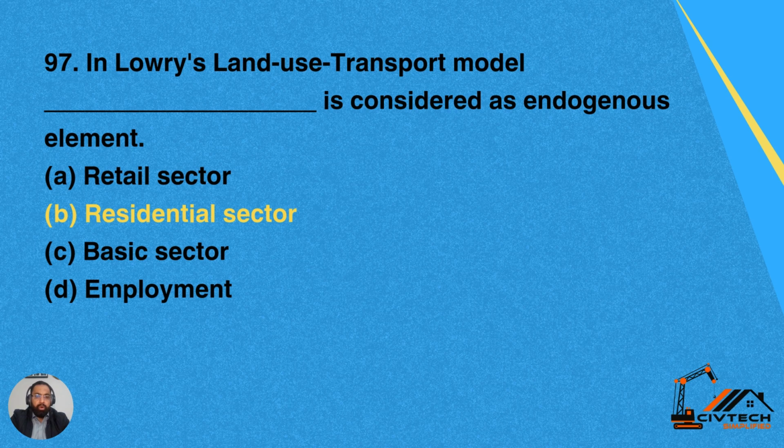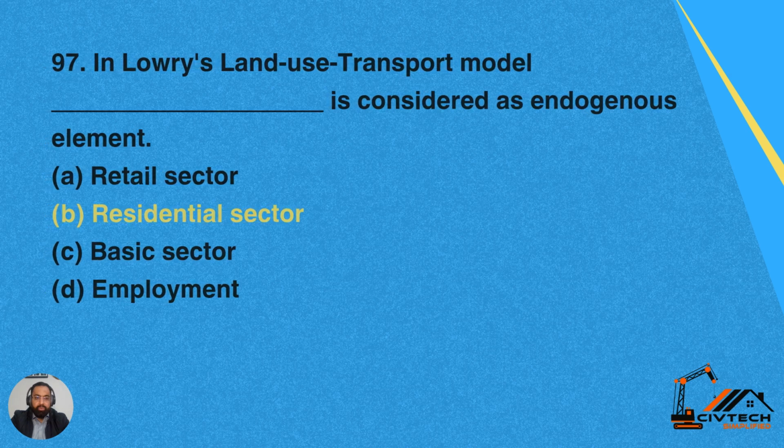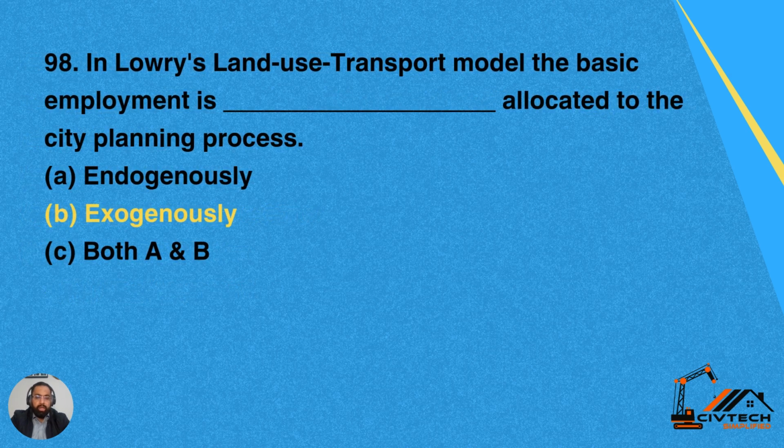97. In Lowry's land use transport model, dash is considered as indigenous element. Option A, retail sector. Option B, residential sector. Option C, basic sector. Option D, employment. So B here is the correct answer, which is residential sector. In Lowry's land use transport model, residential sector is considered as indigenous element. B is the correct answer for this question.